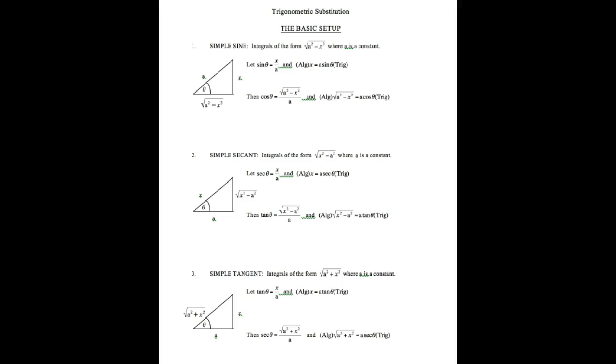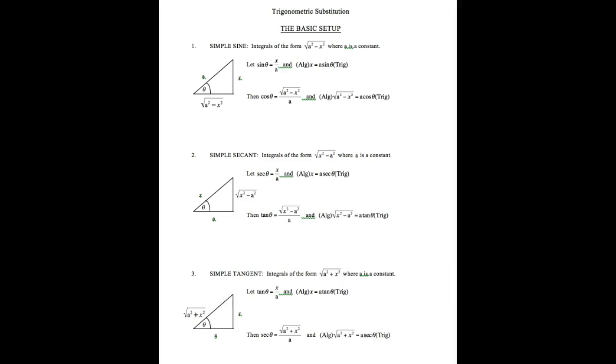Number 2, simple secant. That's when you have an integral with the square root of x squared minus a squared, so it's the backwards of the simple sine. Then you let the secant be simple, x over a, so the algebra x equals a secant theta. The sister function for secant is tangent, so I build a triangle, make the secant simple, and the tangent of theta ends up being the square root of x squared minus a squared over a. Then the algebra, the square root of x squared minus a squared, is equal to a tangent theta.